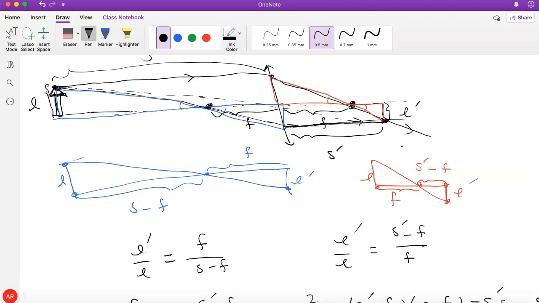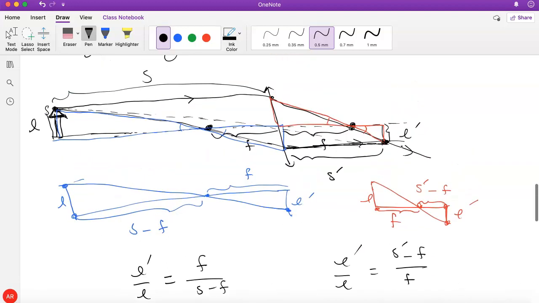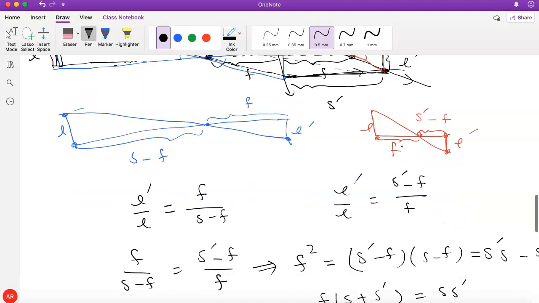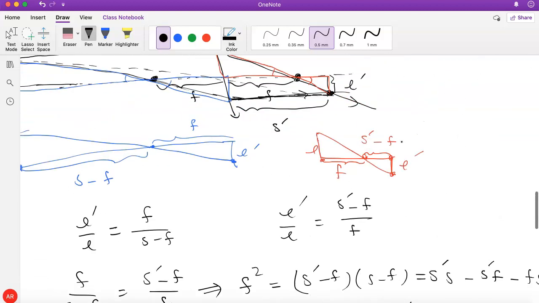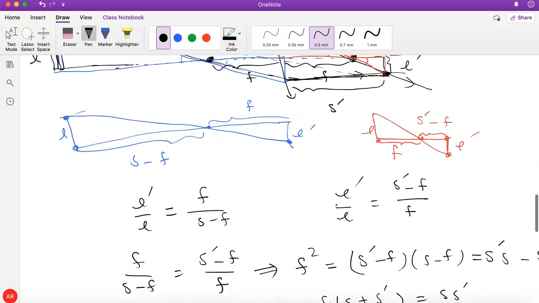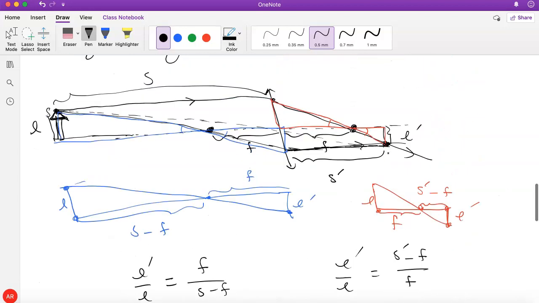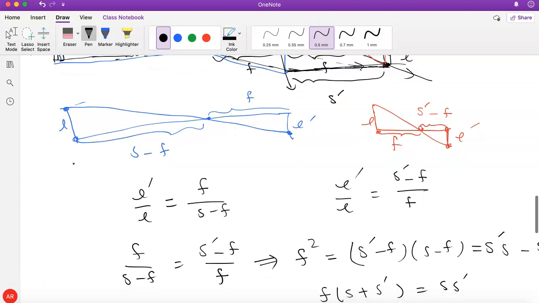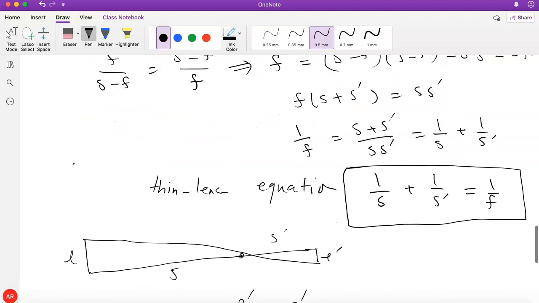So the lesson is, we get this image that's inverted, and we know where it appears. We also know how large it is. As long as we find, let's say, S prime, we know that its size, L prime, is just S prime over S times L. All right, so that's a good place to stop.